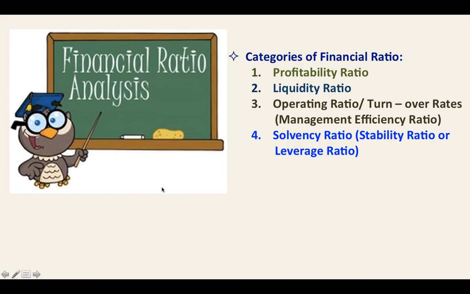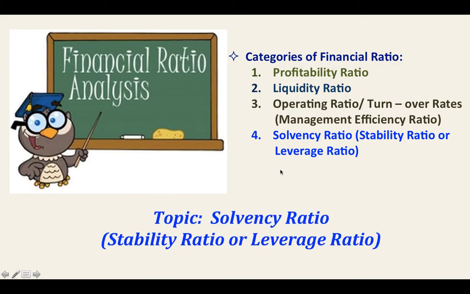This is your prof again, Sir Dan, and we are going to continue the discussion on financial analysis and in particular financial ratio. We have learned the four categories of financial ratio, which are profitability ratio, liquidity ratio, operating ratio, and solvency ratio. And on the previous video, we discussed in details profitability ratio, liquidity ratio, and operating ratio. And on this video, our discussion will focus on solvency ratio.